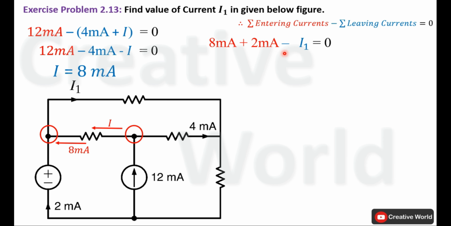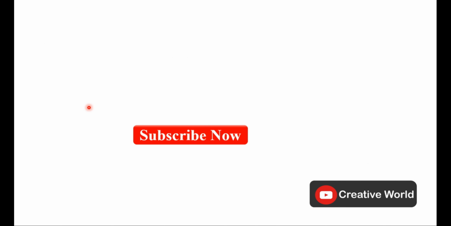Now inside this equation only one variable exists, that is I1. Place I1 on the other hand side of equal to make it positive. Now add these currents together to calculate the value of I1, that is 10 mA. So 10 mA current is leaving from this node. This was exercise problem number 2.13.